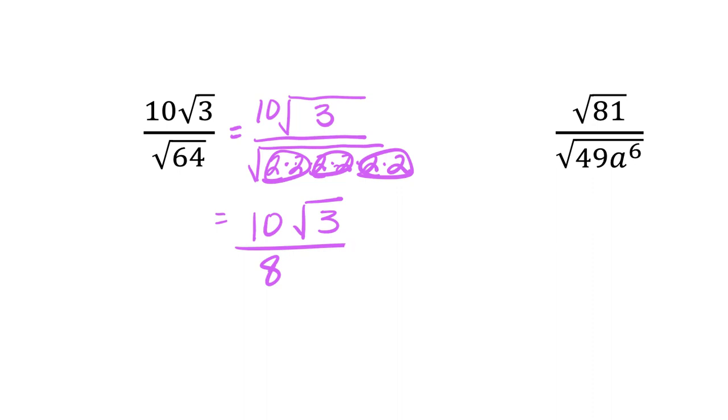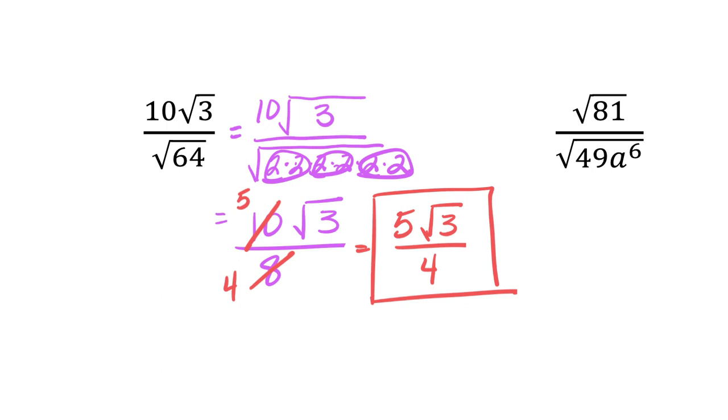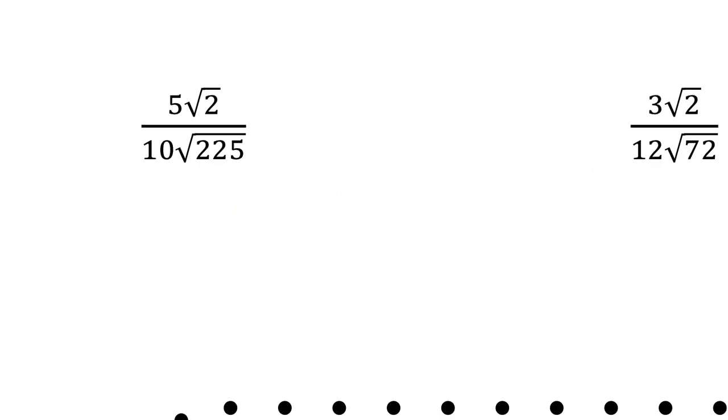Now, part of simplifying is recognizing that numbers even outside the radical can be simplified. I see that 10 and 8 are both divisible by 2. So that means I can clean it up a little bit. So this would become a 5 and this would become a 4. So now I'm left with 5 times the square root of 3 over 4. This would be simplified. All right, let's take a look at the next one.